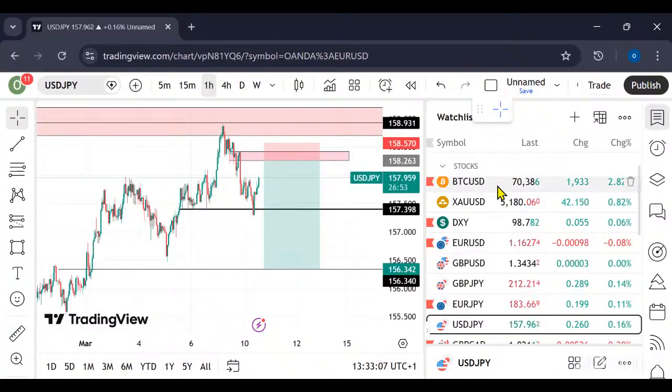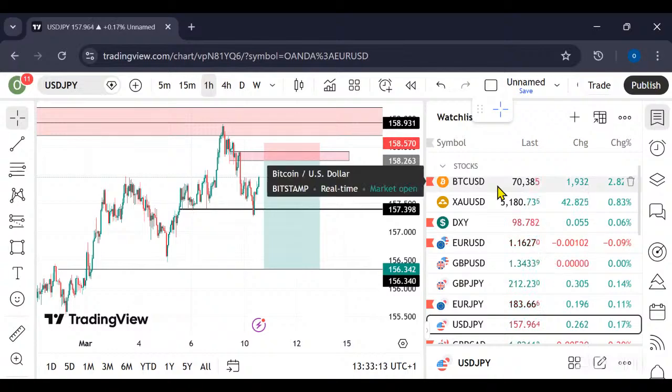So can you see my screen? Okay. Have you started trading live or are you still practicing? I've started trading live. Okay.